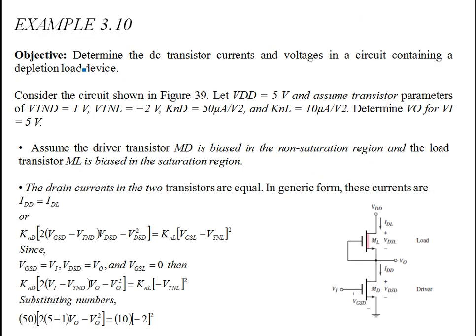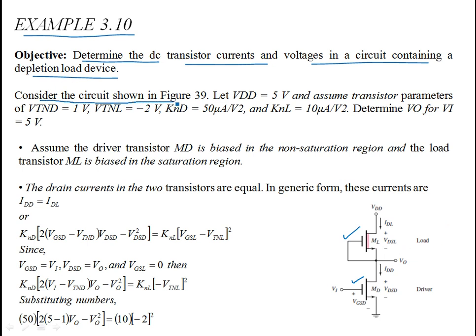So let's use this as an inverter circuit, and let's try to analyze this example from your text, 3.10. What it says is the objective is to determine the DC transistor currents and voltages in the circuit containing a depletion load device. So we have the depletion load device over here. That is the load device, and then we have the driver device, MD transistors. Again, we don't use surface mounted devices or thin film resistors in digital circuits. The MOSFET itself is emulating a load over here. It's simulating a load over here.